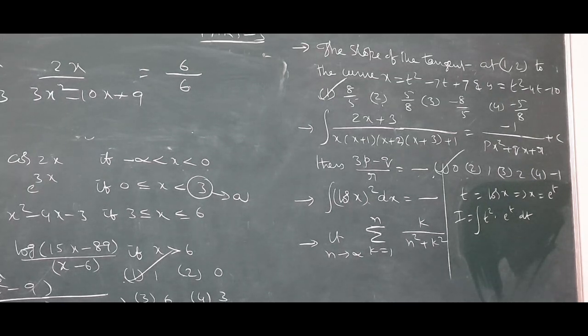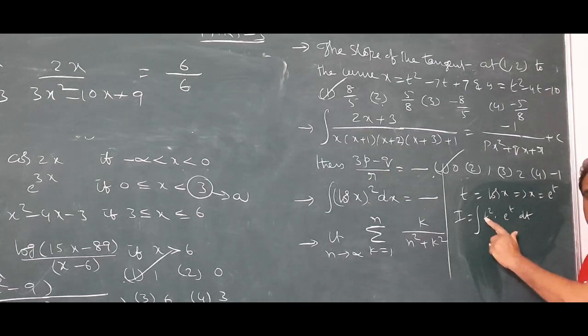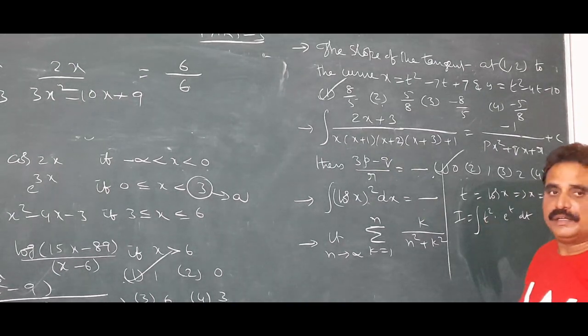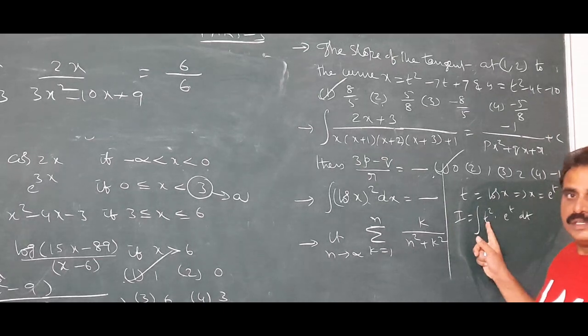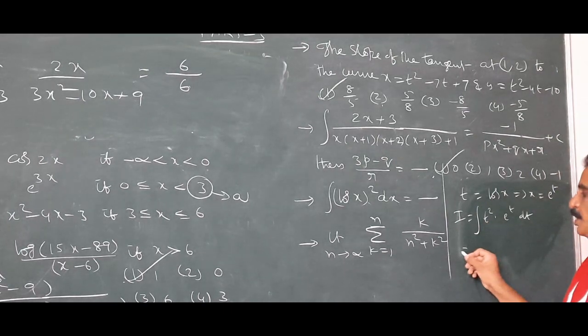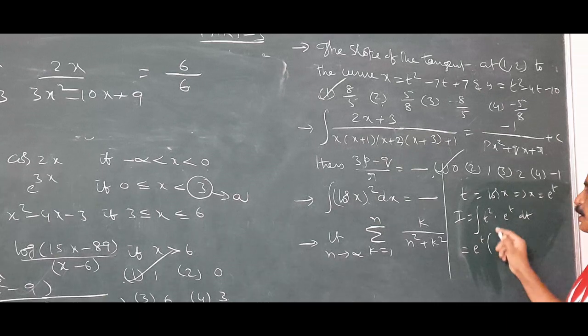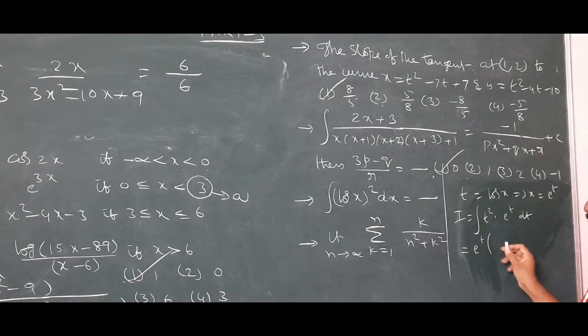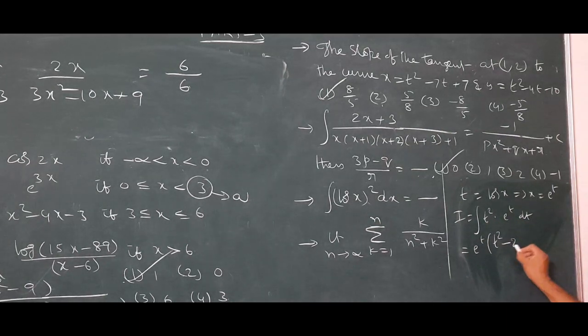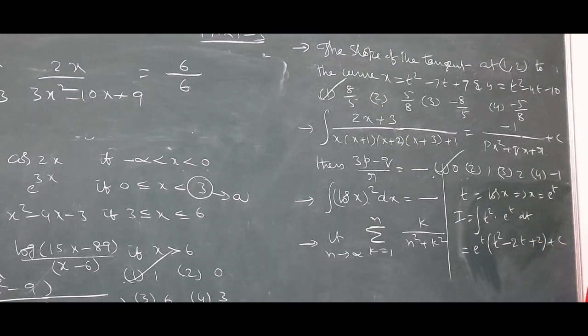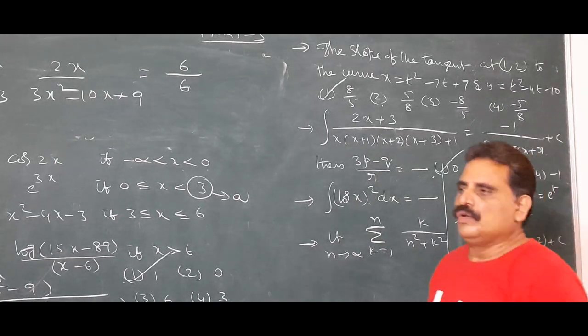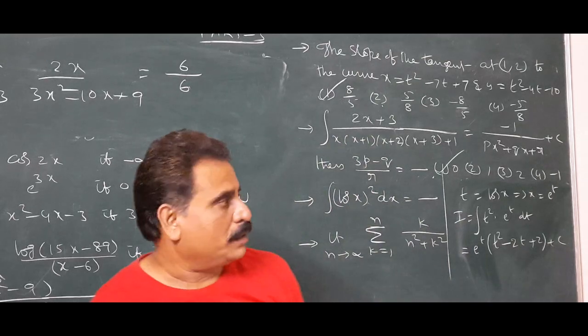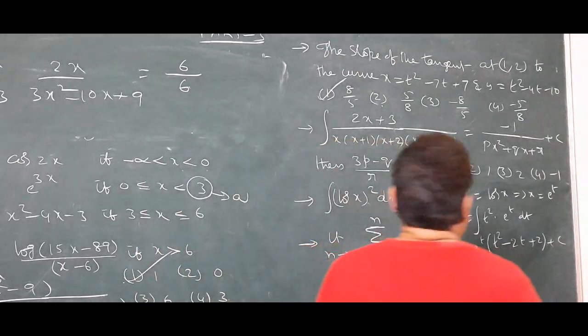There is a shortcut formula to integrate this one, that is t² e^t. That is e^t into (t² minus derivative of that, plus 2) plus c. If f(x) is a polynomial, we can just use a formula. You note down this one, a very important formula.